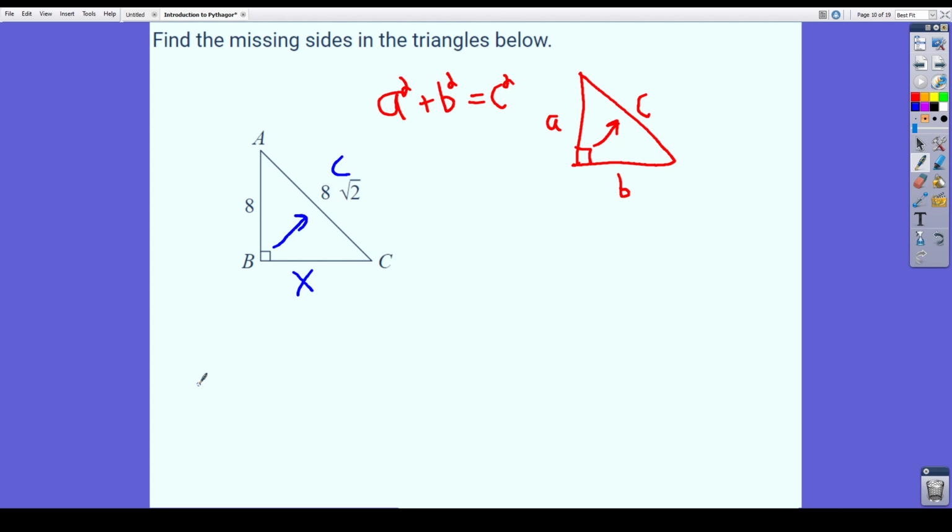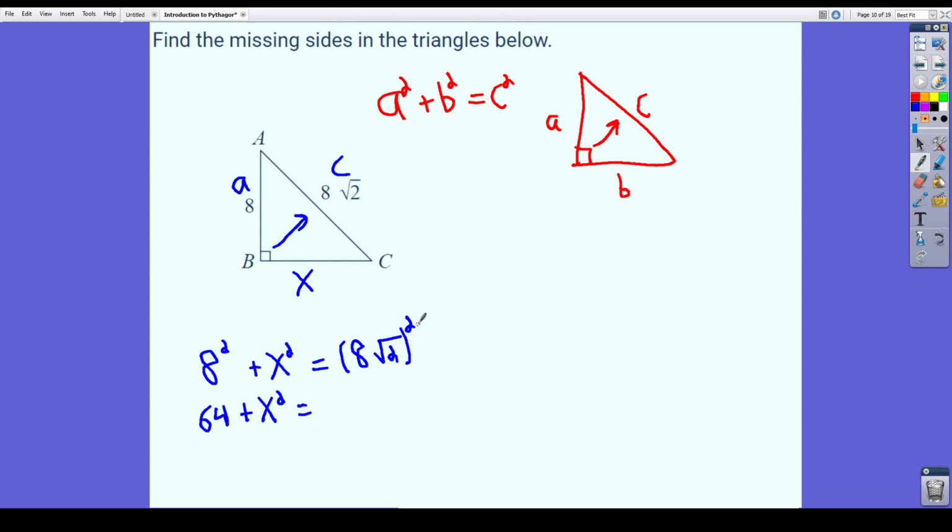So this would be my c value. Therefore, if we go with the Pythagorean theorem, we could call this a squared, which is 8 squared, plus the length of BC squared, so x squared, equals 8 times the square root of 2, squared. Now from here, it's just a simple problem of algebra. 8 squared is 64. Plus x squared is going to stay the same.